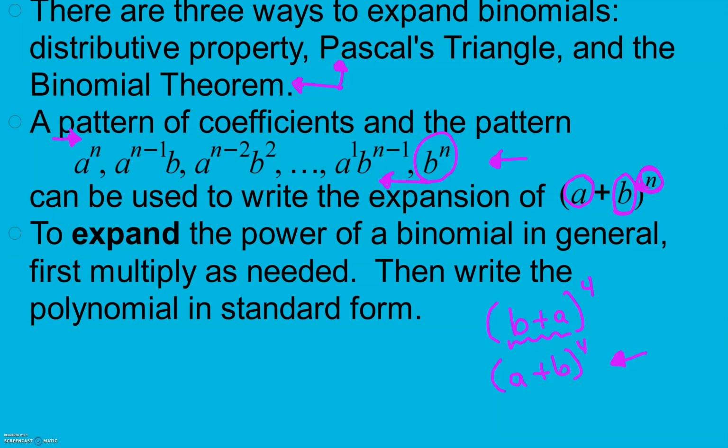So again, remember, in standard form, they need to be alphabetical, and they need to be highest degree to smallest degree of our variables. So if we have an a and a b, for example, it's our a value that has to be the highest degree to the lowest degree, because a is first alphabetically.